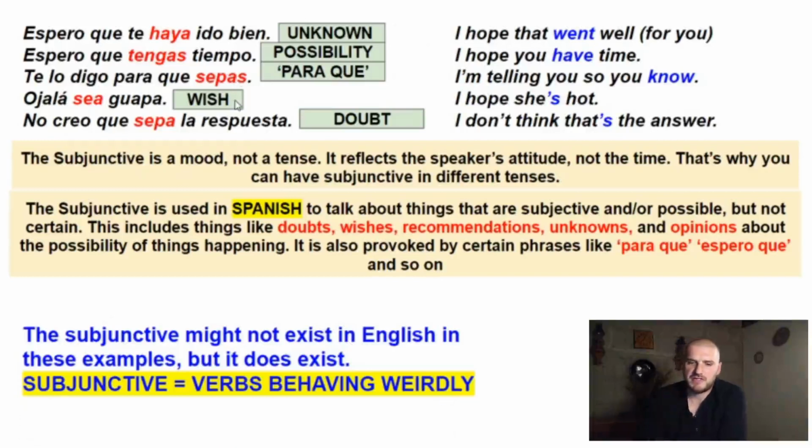So what is the subjunctive? Well, the subjunctive is the verbs behaving weirdly, right? In English, you will see some verbs behaving weirdly, and it's because of the subjunctive structure. It does exist in English, it's just not very common. That's why it's an advanced level, right?